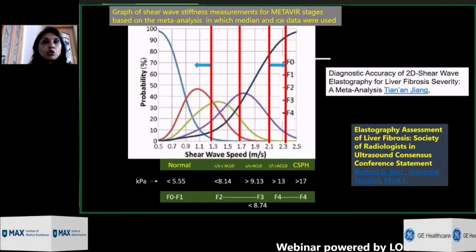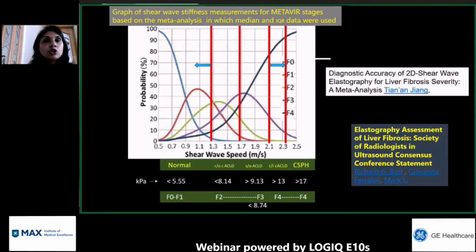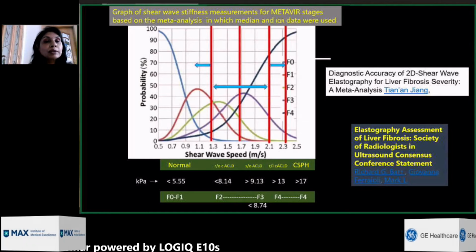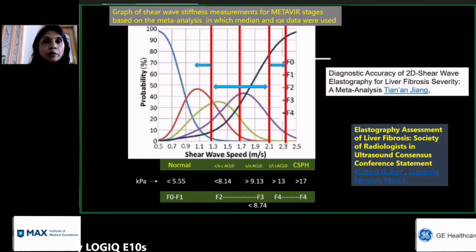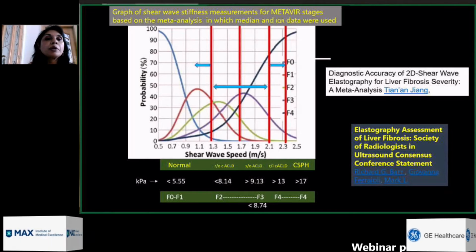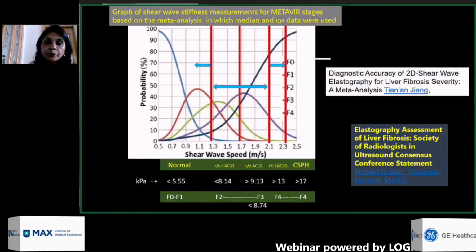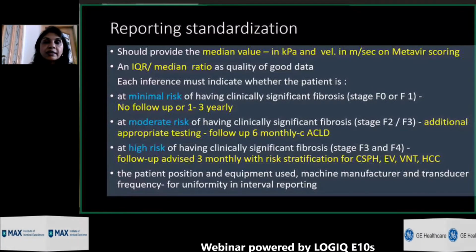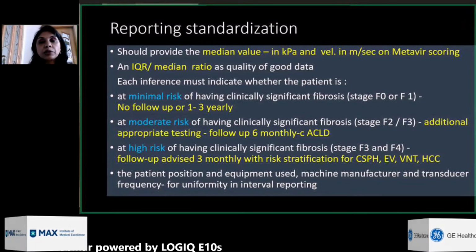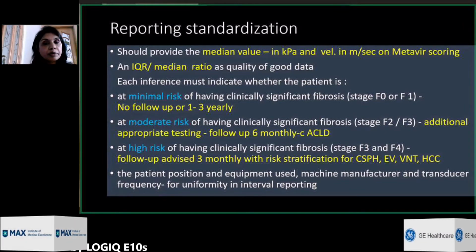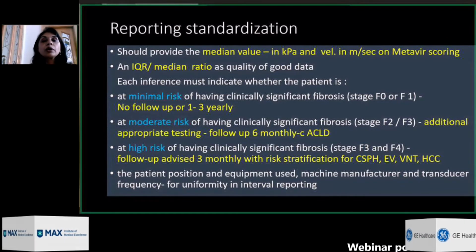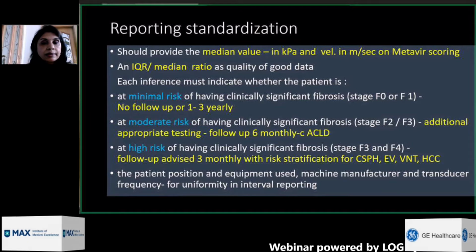So between the two of them, we have a substantial overlap of F2 to F3. And this is when we would like to go back to that previous slide, the rule of 5, so that we can have likelihood ratios with a better tool for documenting the risk in this range. So this is a reporting standardization. We should always give the median value in kPa as well as velocity in meters per second on a Medfield scoring. The IQR median ratio is very important, should stay less than 30%.